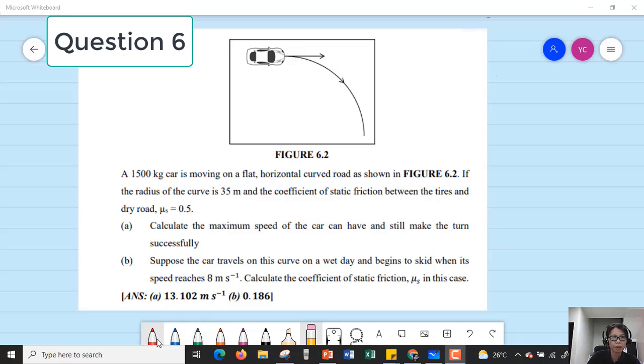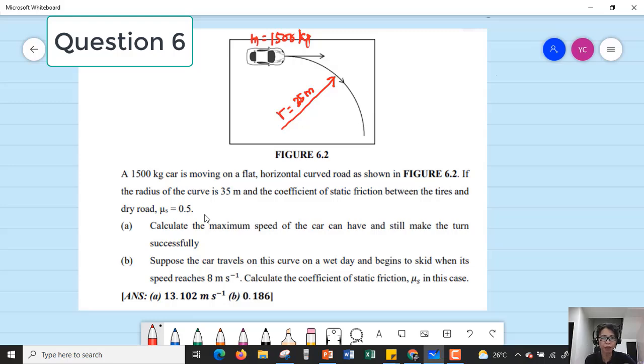So we are given a car of mass 1500 kg. It's moving on a flat horizontal curved road, so it's going to do circular motion. The radius of the curve is 35 centimeter, and the coefficient of static friction between the tire and the dry road, mu s, is 0.50.